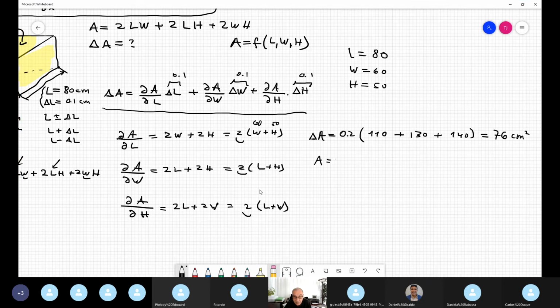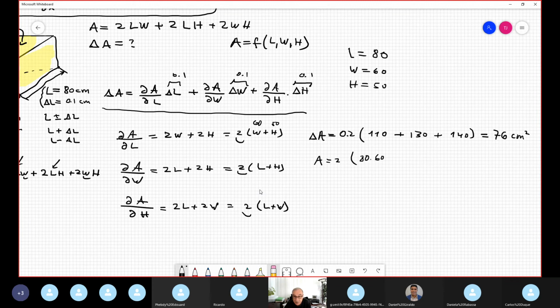And the area is super easy. The area is 2 times, multiplication, 80 times 60 plus 80 times 50 plus 60 times 50, no? And that is 23,600 centimeters. This is the material that we need to use, but plus or minus this is the error. And the answer is 23,600 centimeters plus or minus 76 centimeters.